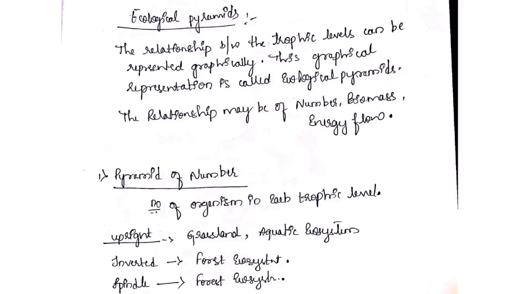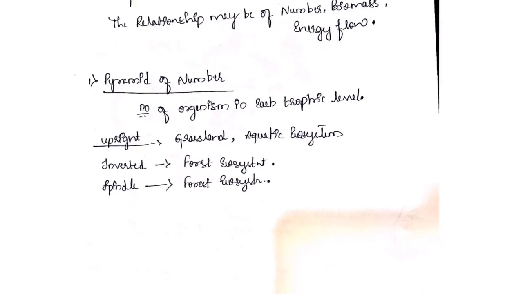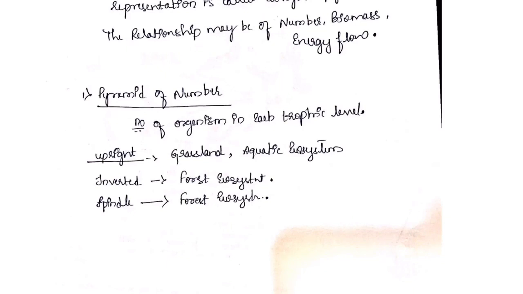So the relationship may be of number, biomass, and energy flow. There are three types of pyramids: pyramid of number, pyramid of energy, and pyramid of biomass. Let's go with pyramid of number. That is the number of organisms in each trophic level, which is called pyramid of number.